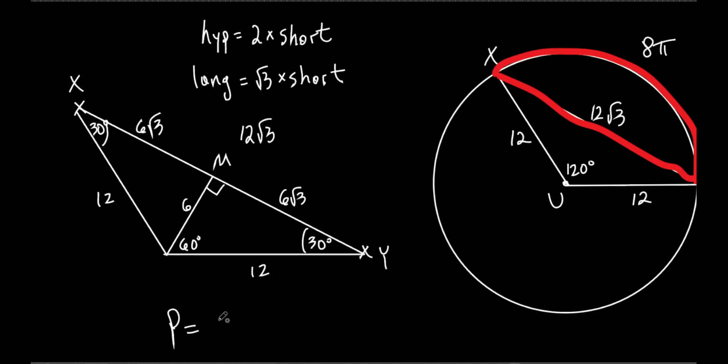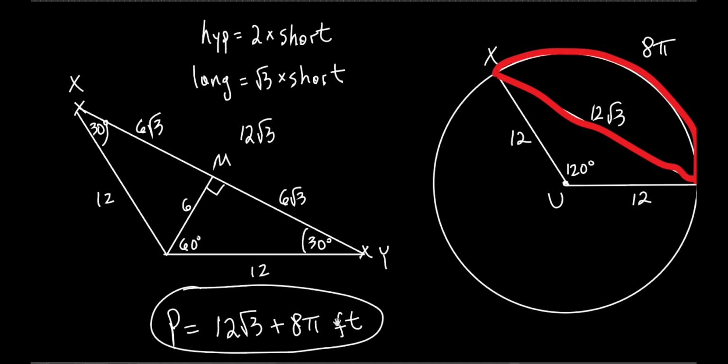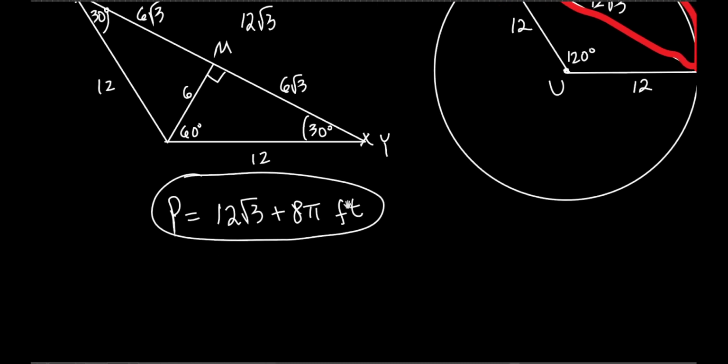Let's do the square root one first. So what do you get? 12 square root of 3 plus 8 pi. And it's in feet, so we put feet. And you could just leave your answer just like that. I would be perfectly fine if you left your answer like that. Okay?